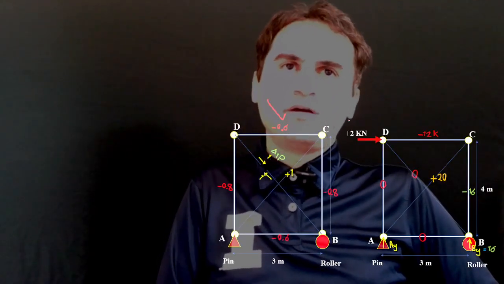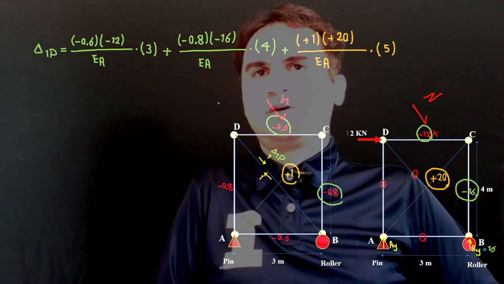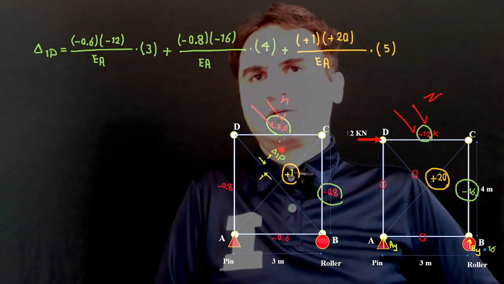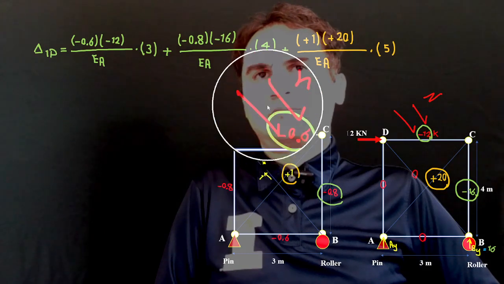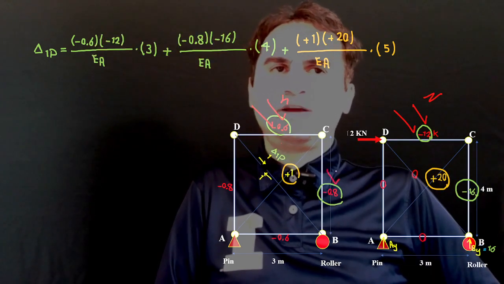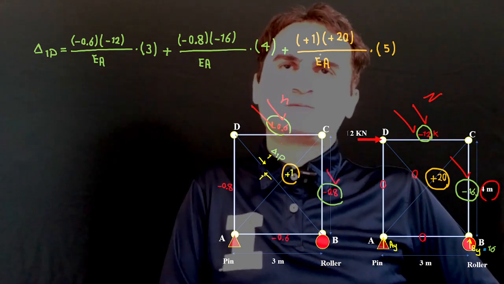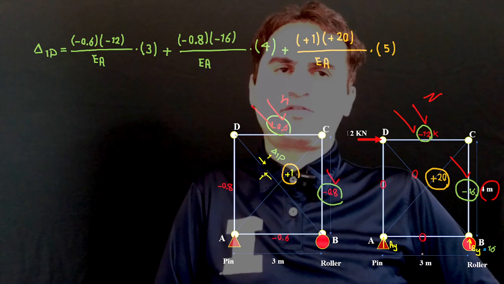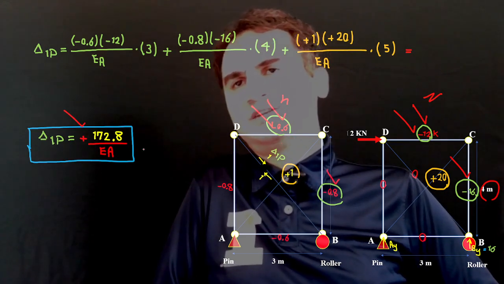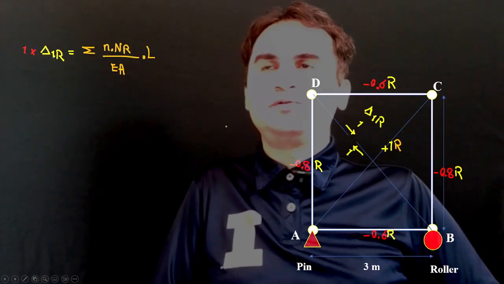So, the original N and small n, and as soon as you multiply each, for example, this part, 0.6 times negative 12 times the length of the member, which is 3 meters, plus negative 8 times negative 16 over EI times the length, which is 4 meters, plus 1 times positive 20 over EI times the length, which is 5, since this is 3, this is 4, this is 5. If you add them up together, it gives you delta 1P equal to positive 172.8 over EI. And we are halfway through our structure, so we need to go to the other part.